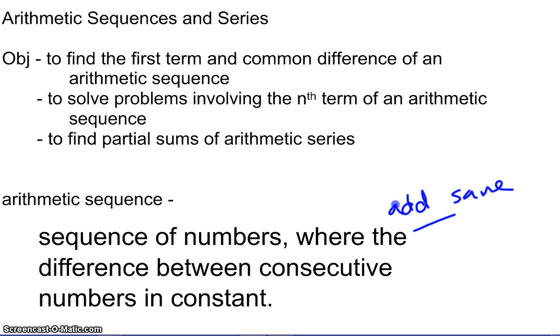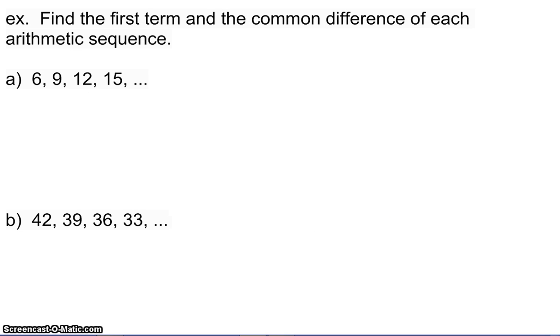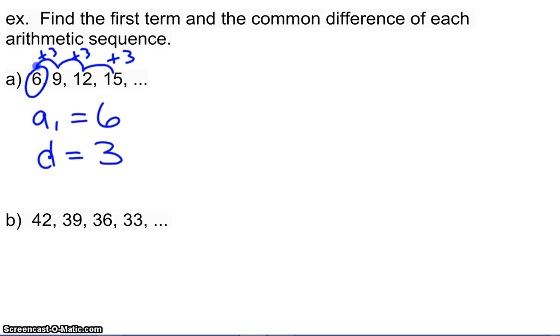So what does that look like? In this particular sequence, we have 6, 9, 12, and 15. We are being asked to identify the first term and the common difference. Clearly, the first term in this sequence is 6. Then for the common difference, we go from 6 to 9, we're adding 3. 9 to 12, we're adding 3. And 12 to 15, we're adding 3. So we do have an arithmetic sequence, and the common difference in this problem is 3.